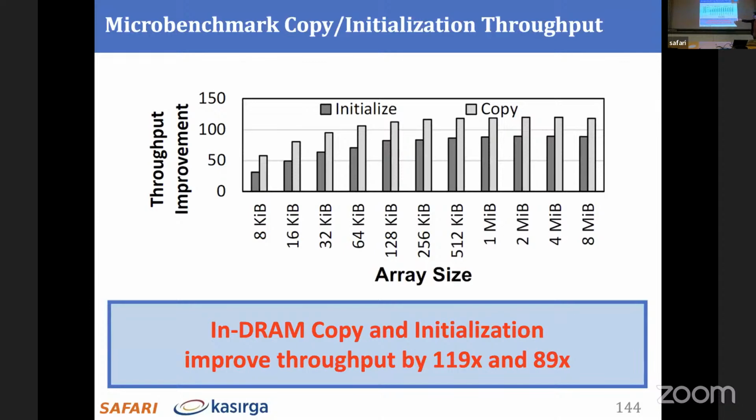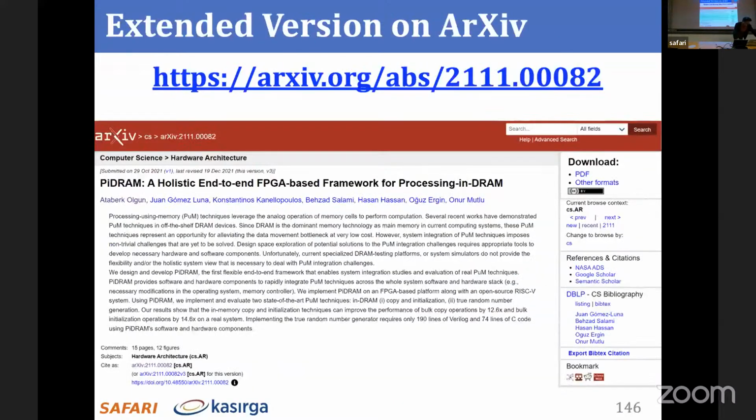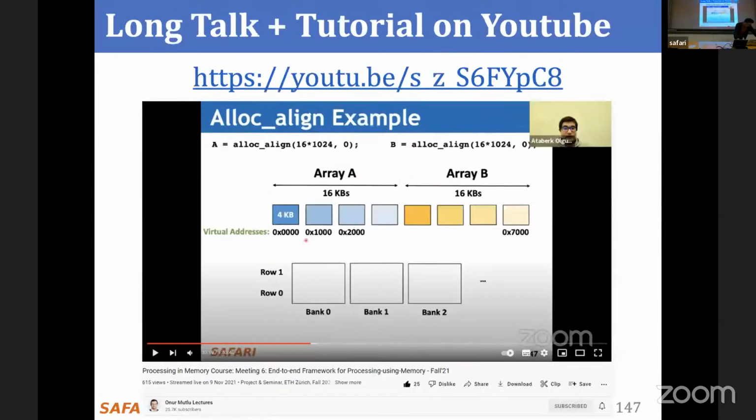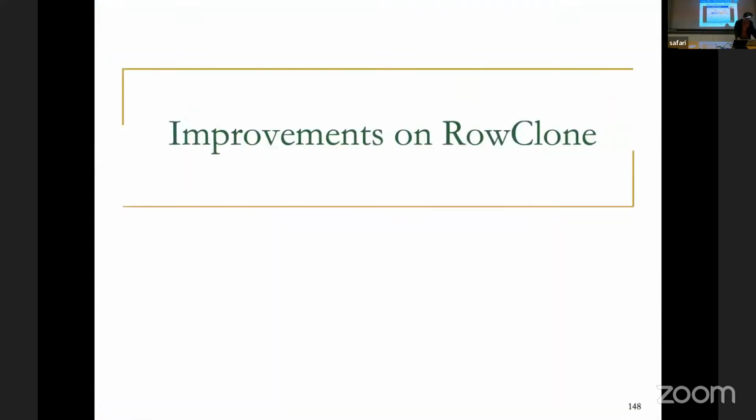And for row clone, for example, one thing that we obtain are pretty interesting performance results for copy and initialization, as you see. So this is the throughput improvement if you compare doing this copy and initialization using the RISC-V core or doing it directly inside the DRAM chip. As I said, PyDRAM is open source, and this is another link to an extended version that is on arXiv. And also there are talks available. For example, this lecture that Ataberk, who is the main author, the first author of PyDRAM, delivered in our processing in memory course.